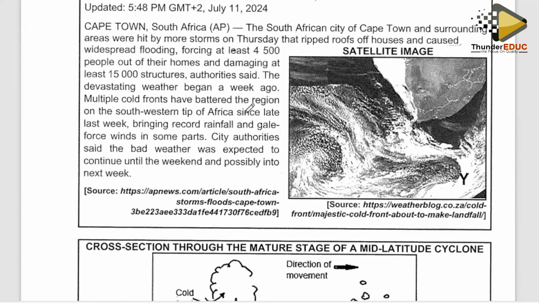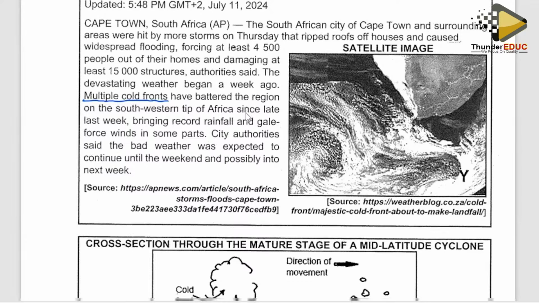Multiple cold fronts have battered the region on the southwest tip of Southern Africa since last week, bringing record rainfall. So what caused the record rainfall is multiple cold fronts. We know that the coming of the cold front is the one that brings heavy rainfall that poses the risk of flooding over the Western Cape region during our winter season. So, multiple cold fronts. The next question is saying, identify the type of cloud indicated at Y.